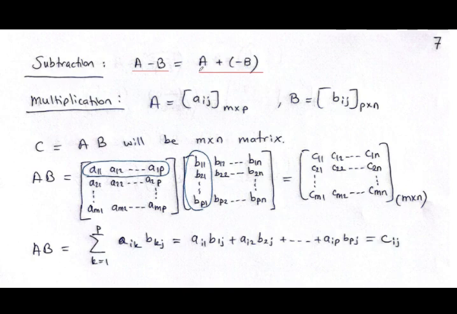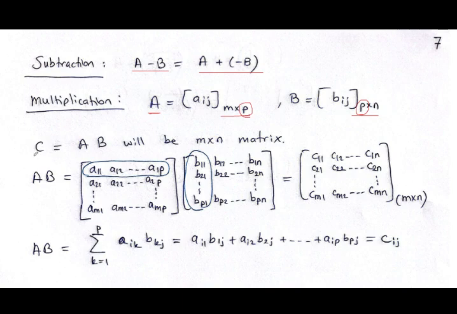Next, let's talk about multiplication. Now, if you want to multiply two matrices, the dimensions of these two matrices should be suitable for multiplication. What we mean by that is the number of columns in the first matrix should be equal to the number of rows in the second matrix. So if matrix A has the dimensions m by p, and matrix B has the dimensions p by n, these are the same, therefore we can do the multiplication.